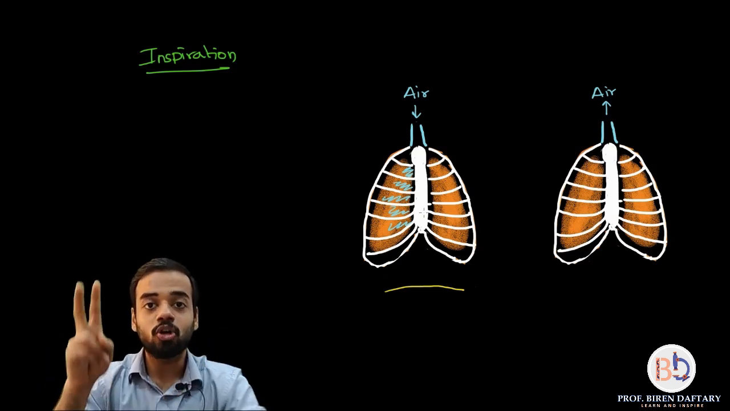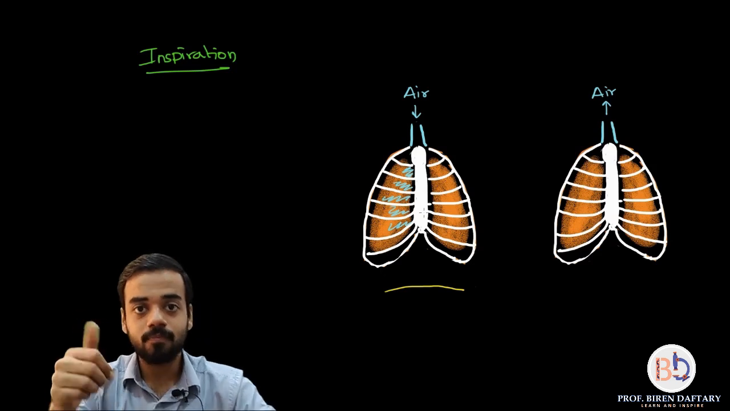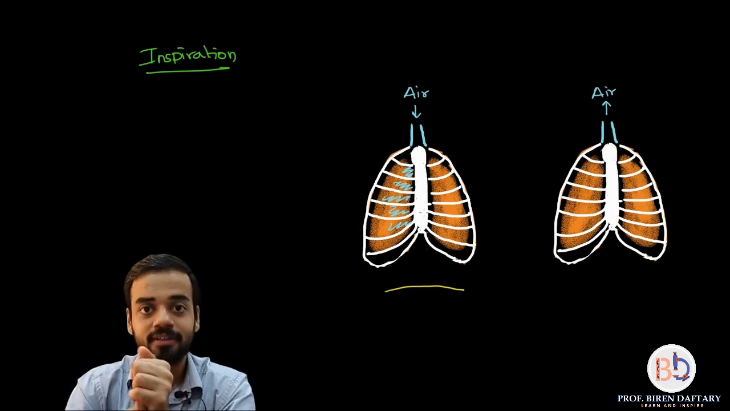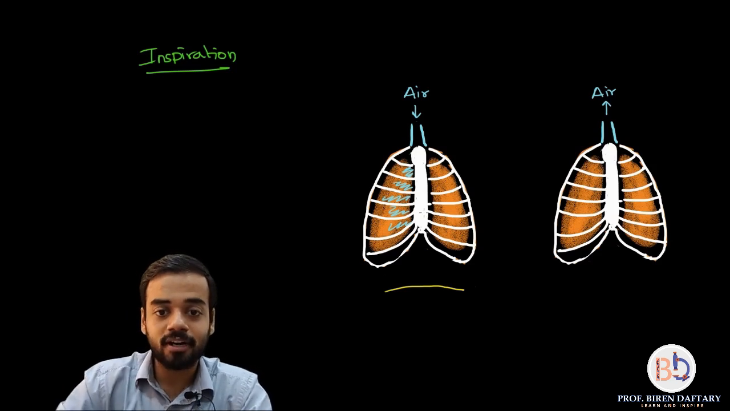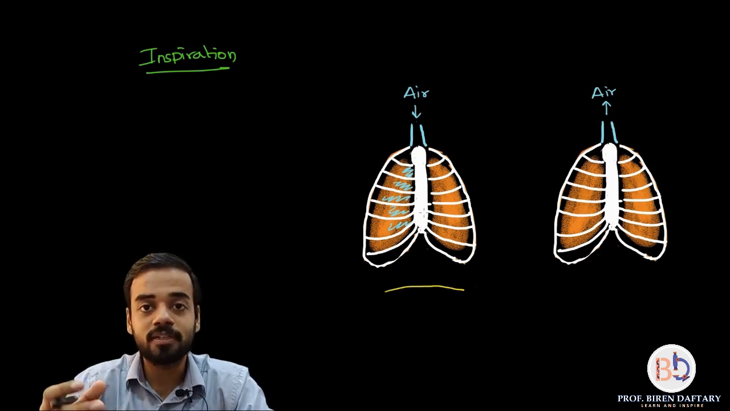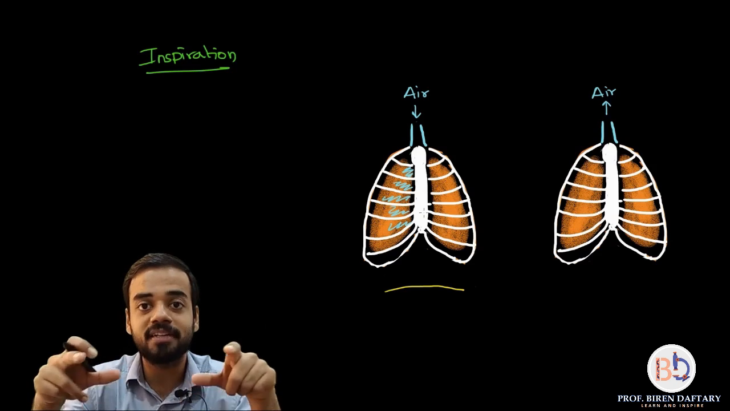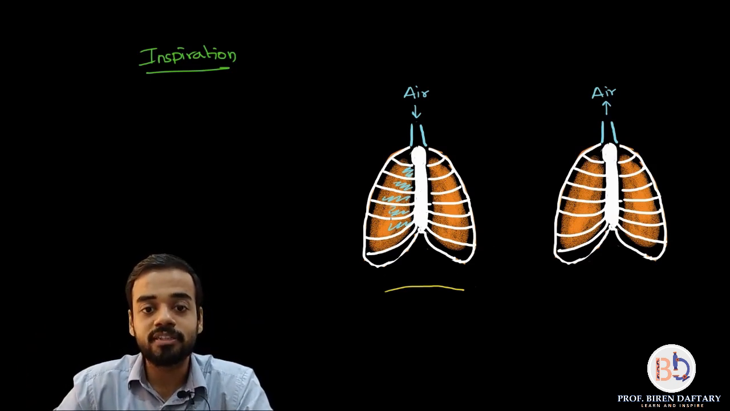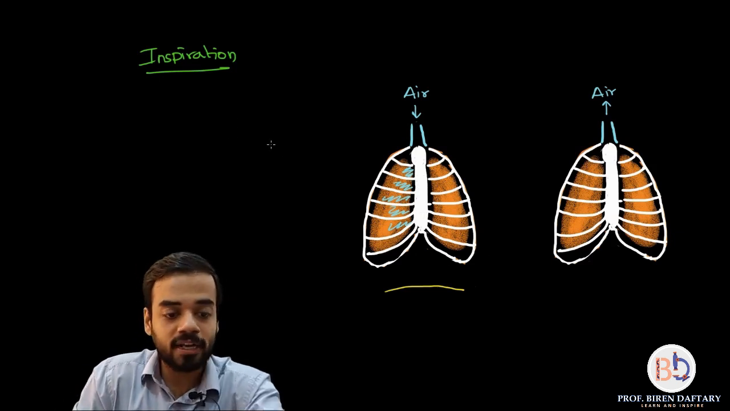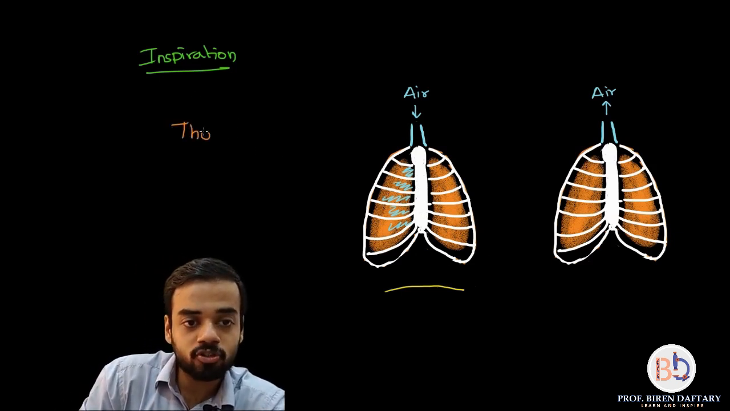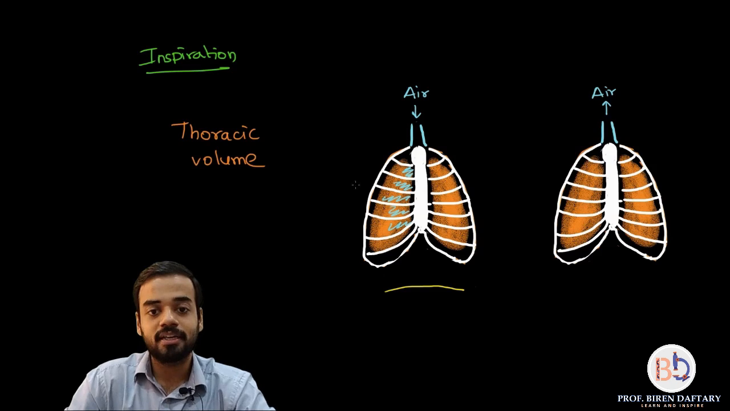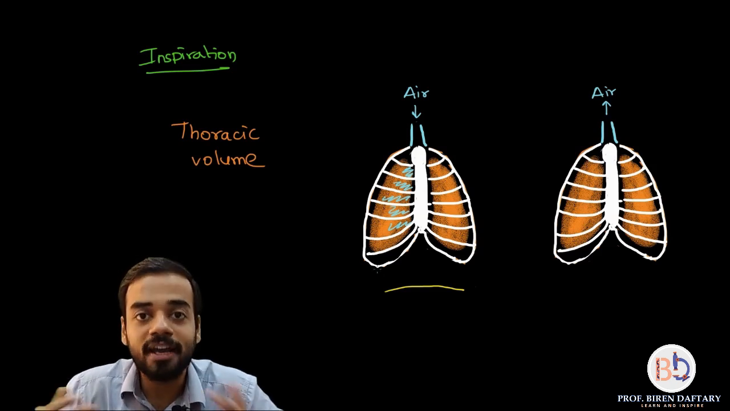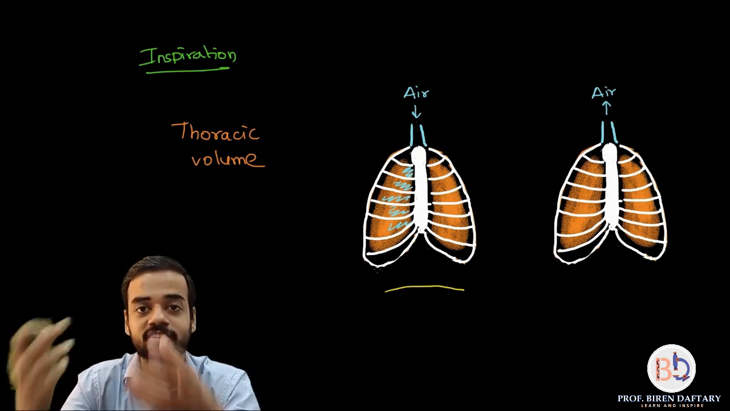So now two muscles have contracted. The diaphragm has contracted, the intercostal muscles have contracted. So now what is going to happen is there is more space inside this area. This space is now called the thoracic volume. So what is thoracic volume? Thoracic volume is the space which is present in this area of the thoracic cage. Why has the space increased? Why has the thoracic volume increased?